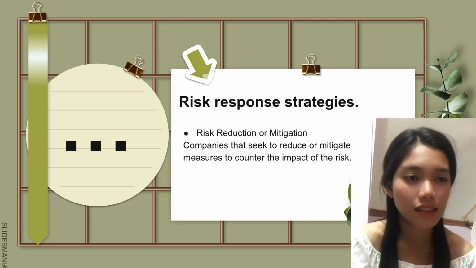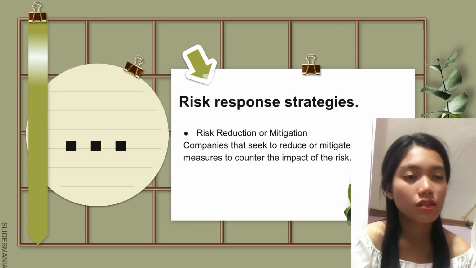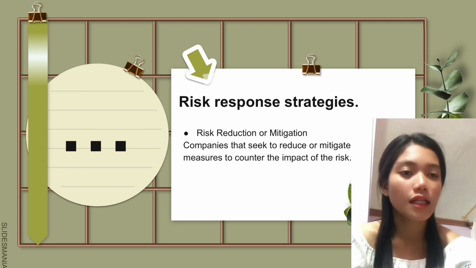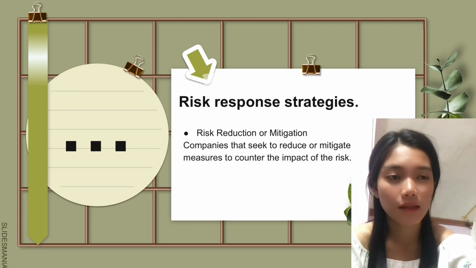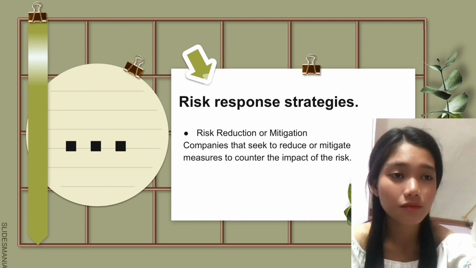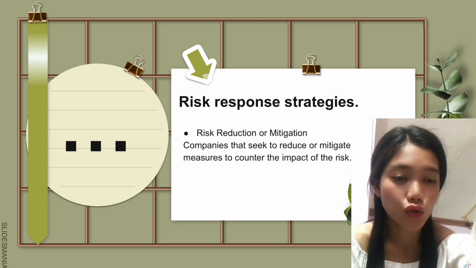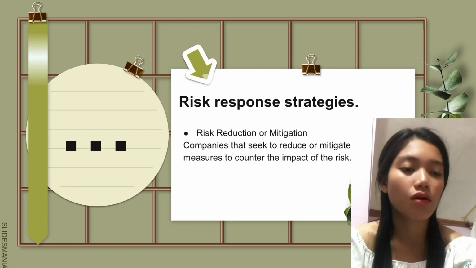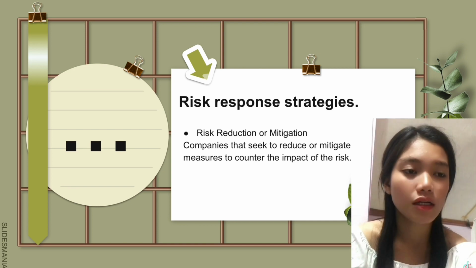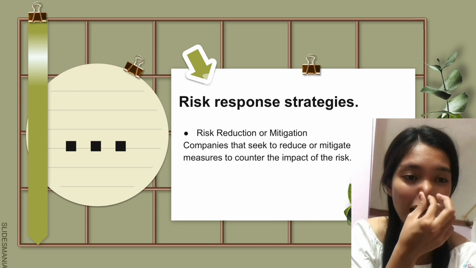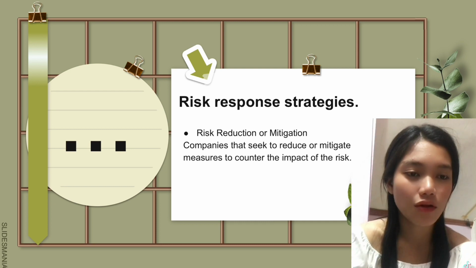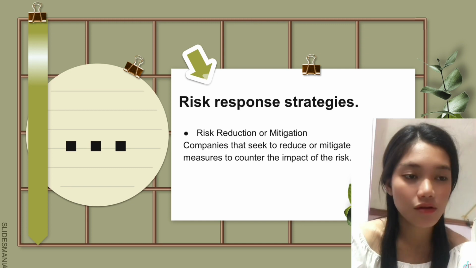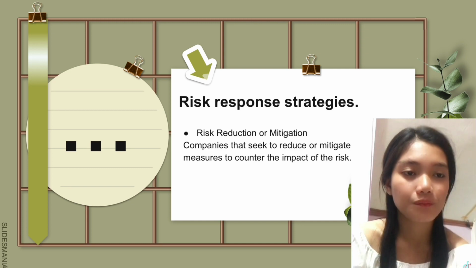Those are the companies that seek to reduce or mitigate risk, taking measures to counter the impact of the risk. Risk reduction focuses on action to reduce the probability of the risk occurring or the impact of the risk. This is done by adjusting a particular aspect of an overall project plan or organizational process, or by scaling down its scope.